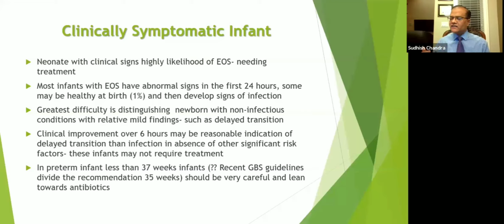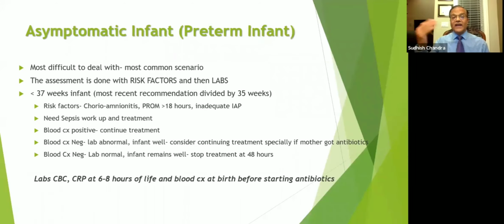They cannot fight these infections, and we should be putting them on antibiotics and then ruling the sepsis out with the labs and everything. The problem is, what do you do when we have an asymptomatic infant? And especially, let's say we have a preterm infant which is asymptomatic. So this scenario is probably most difficult to deal with, and obviously the assessment is done with the risk factors and then labs. Let's say the infant is 35 weeks or 37 weeks.